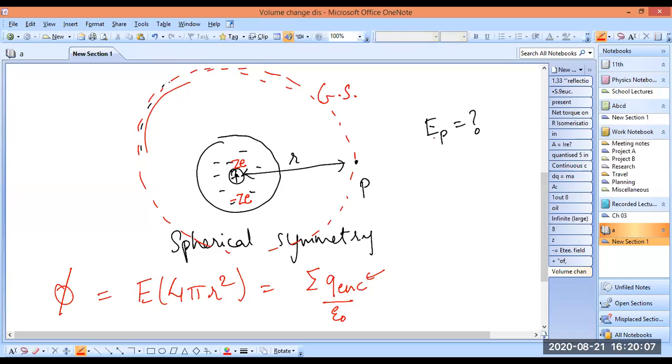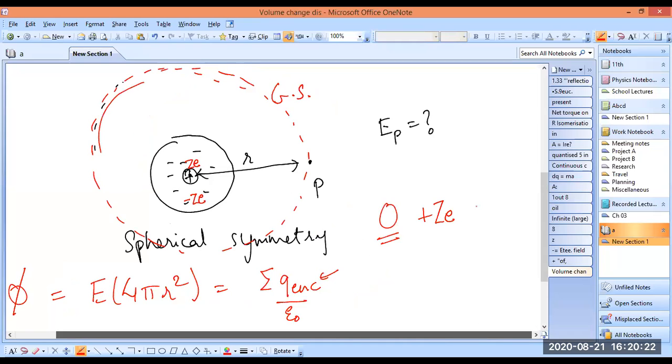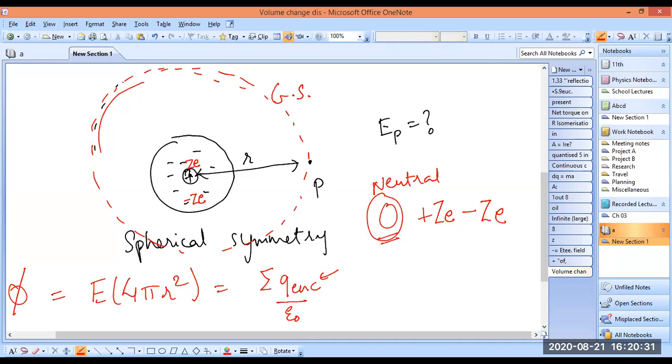Most of you are answering 0. That's correct, because plus Ze for nucleus and minus Ze for the rest of the negative, because the atom as a whole is neutral, right? Okay, no charge, correct, that's right, no charge. So total charge is 0.